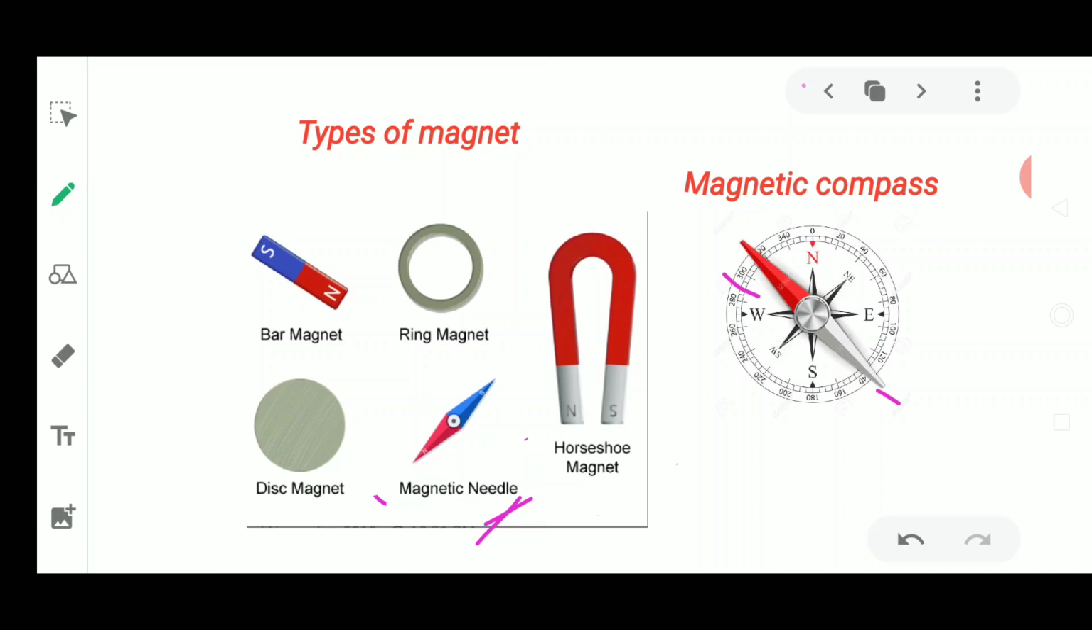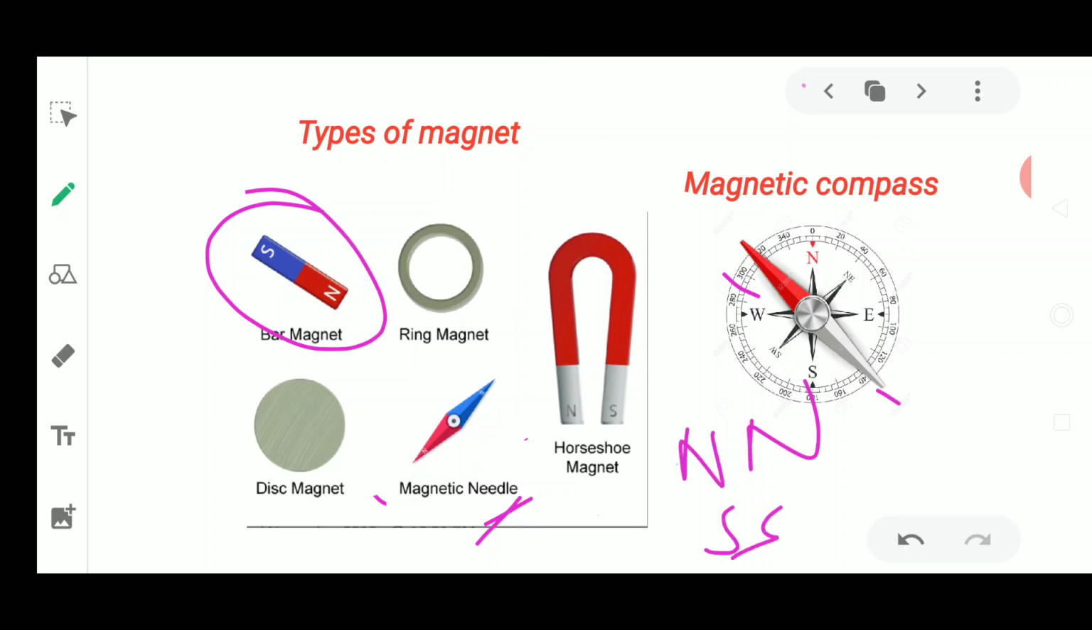Next, a bar magnet is made up of two poles, the north pole and the south pole. This is the first property of the magnet. The second property is that like poles repel and unlike poles attract. Unlike means north and south, and like poles means the same poles, north and north or south and south. These two are going to repel.